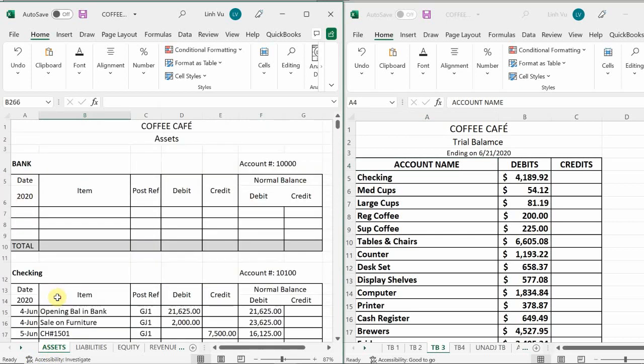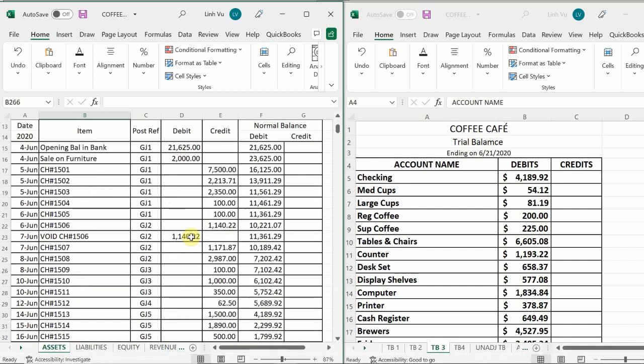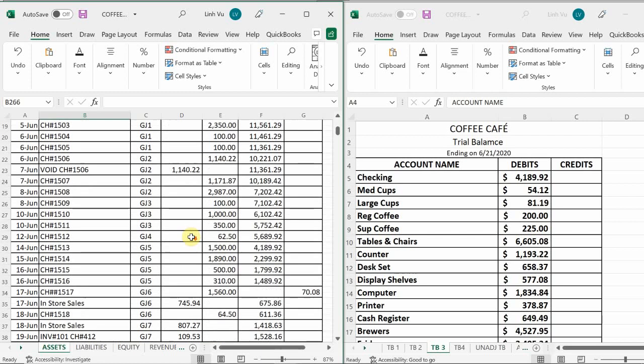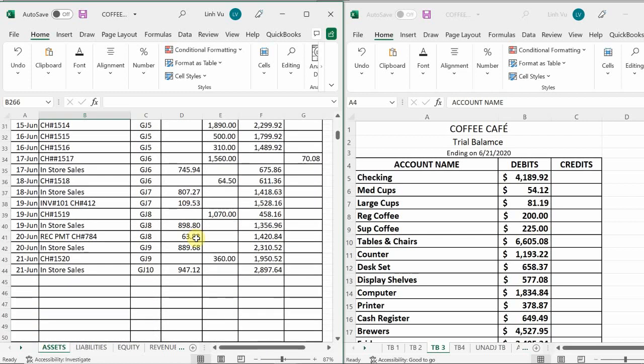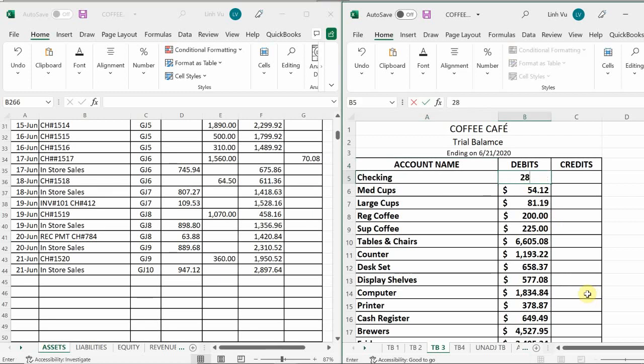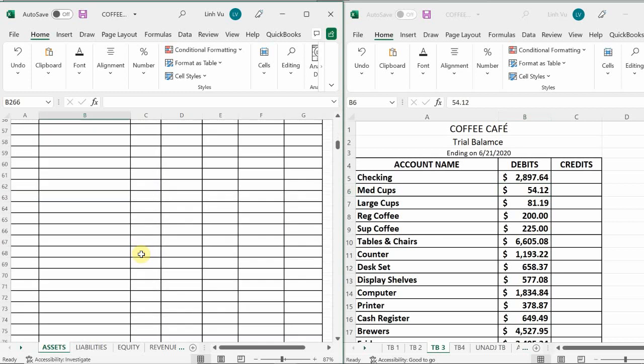So first off, the first account I have on this list is checking. Right now, what is my checking account balance? How much money do I have in my checking account right now? We have 2,897.64. Good. Okay, let's see what next account appears.